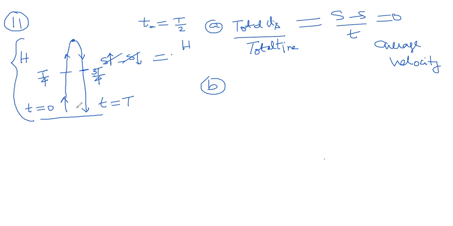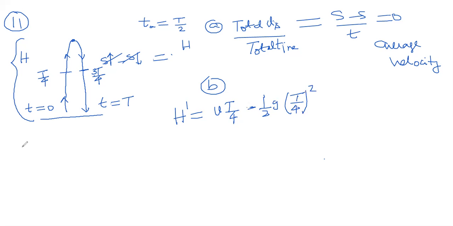Why? Total time from here to here is t by 2. Half of the time doesn't make the height half. That's not correct. We have to find that h dash. What is that h dash? It is u t dash minus half g t dash squared. What is t dash from here to here? It is t by 4, is it or not? So u t by 4 minus half g (t by 4) whole squared.